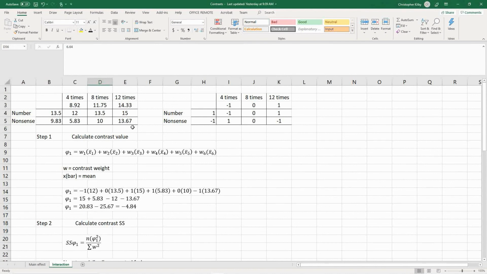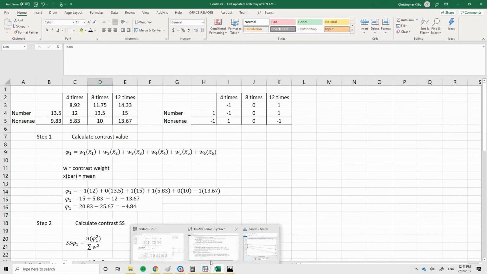And so the way that I interpret this is I say, well, there is a greater difference in the number of syllable pairs remembered between 4 times and 8 and 12 times repetition, depending on the type of material presented, specifically where that difference is greatest at 4 times. I could even take it one step further by saying that you remember more syllable pairs at 4 times repetition if you had numbers intervening material compared to nonsense.